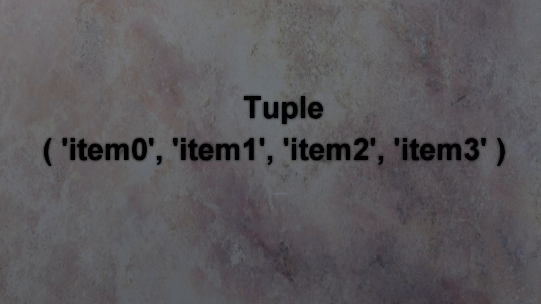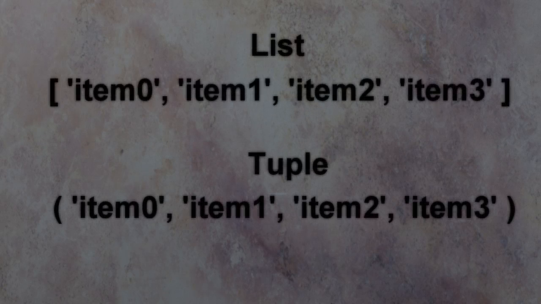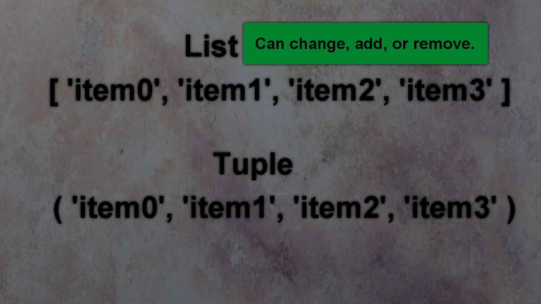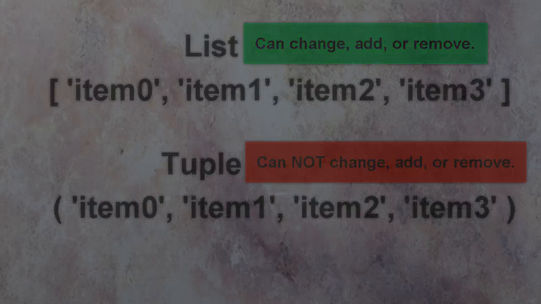Tuple consists of a number of values separated by commas. Unlike list, however, tuples are enclosed with parentheses. The main difference between lists and tuples is that lists are enclosed in square brackets, and their elements and size can be changed, while tuples are enclosed in parentheses and cannot be updated. I'll explain later why we would make a tuple instead of just making a list. For now, just remember, tuples can be thought of as read-only lists.